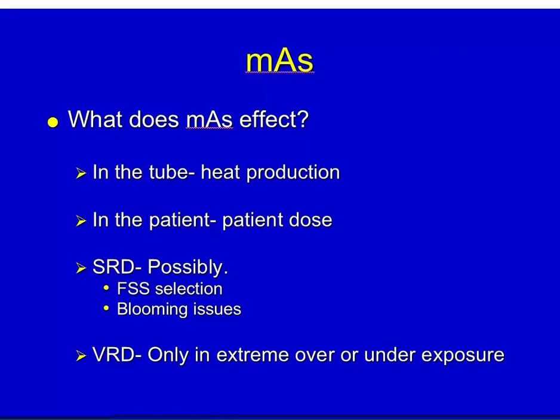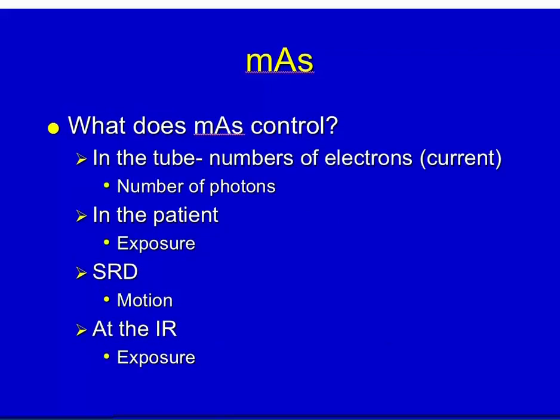So visibility or recorded detail only in the extremes. If you again get into the toe and shoulder portion of the H&D curve where you've got extreme over or under exposure, can you affect visibility or recorded detail? But that's only in the extremes in mass. So what is mass control? In the tube, numbers of electrons, that's your current. So it directly controls the number of photons in the patient.